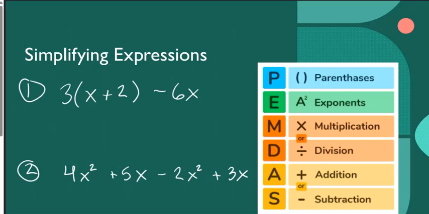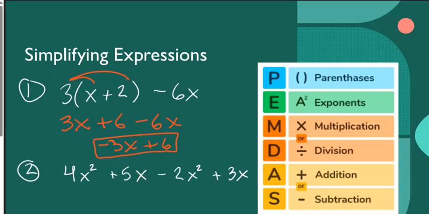So if we're simplifying this first expression, I'm going to use the distributive property by multiplying the 3 to both of the terms in the parentheses. And then I'll just bring down the negative 6x. After that, I'm going to combine any like terms that I see. And so I notice that 3x and negative 6x are like terms because they both have an x. If I combine those, I get a negative 3x, and I'll just keep the 6. So this is an expression.